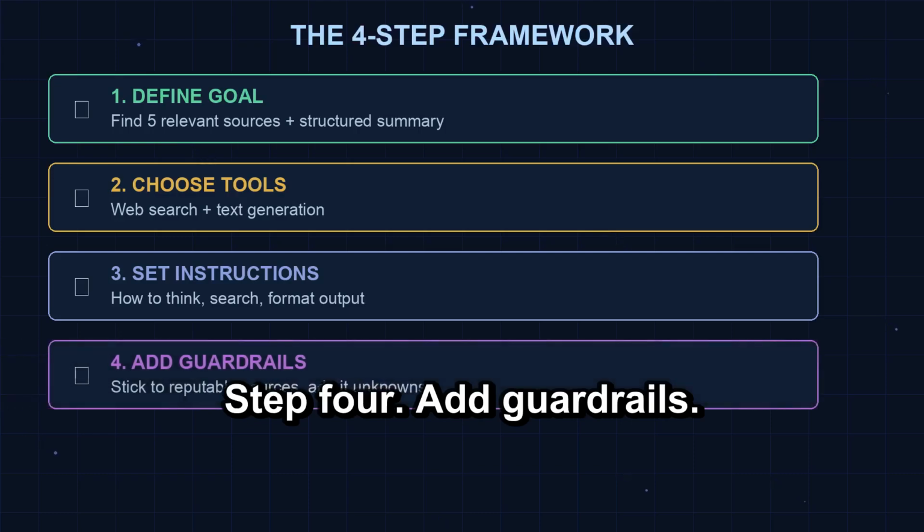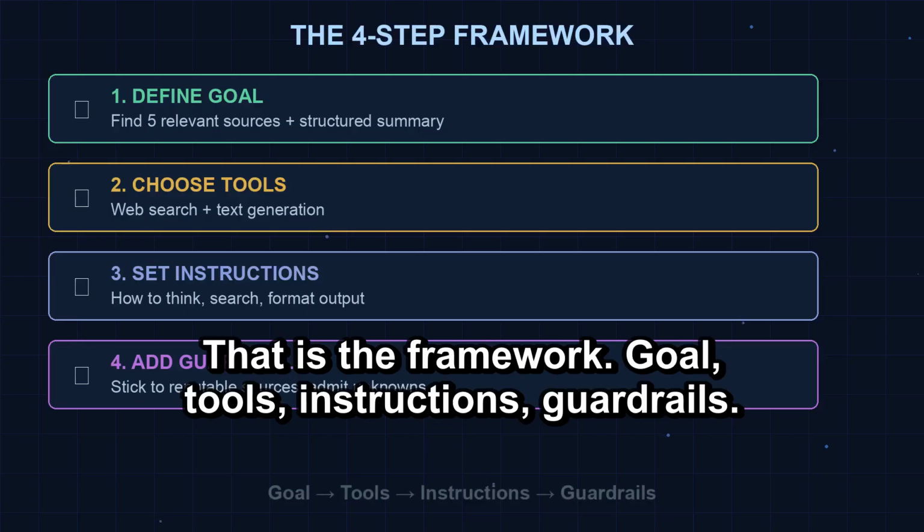Step 4. Add guardrails. What should the agent never do? We want it to stick to reputable sources. We want it to admit when it cannot find good information. We do not want it making things up. That is the framework. Goal, tools, instructions, guardrails.